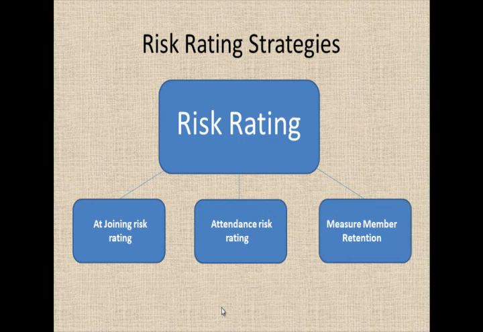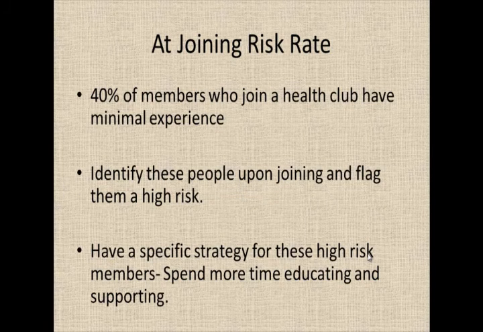Now we turn our focus to risk rating strategies. So we've got 3 tactics here: at joining risk rating, attendance risk rating, and also measuring membership retention. So at joining risk rating is looking at people that pose a high risk of dropping out the day they join. So if we know that 40% of members who join a health club have minimum experience, we can flag these people as a high risk. So identify these people upon joining and flag them at high risk.